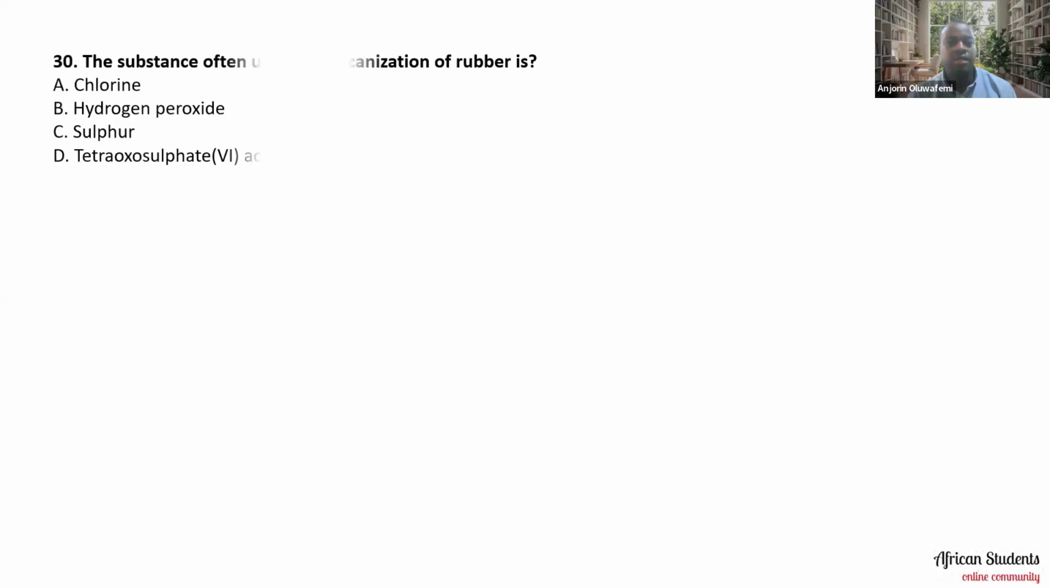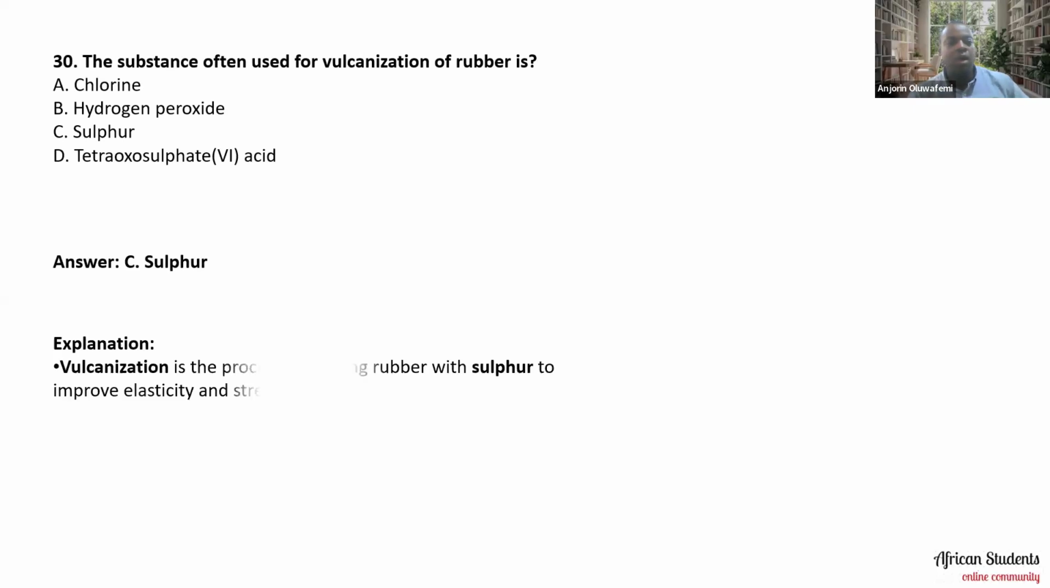Okay. The next one says that the substance often used for vulcanization of rubber is A, chlorine, B, hydrogen peroxide, C, sulfur, D, tetraoxosulfate(VI) acid. The right option is sulfur. For vulcanization is the process of heating rubber with sulfur to improve elasticity and the strength of the rubber.